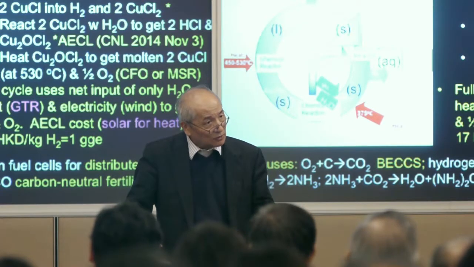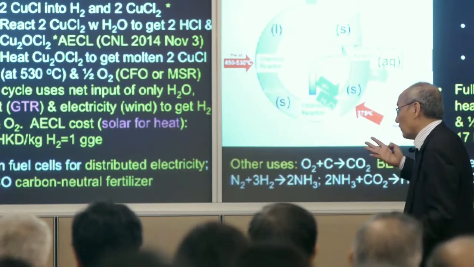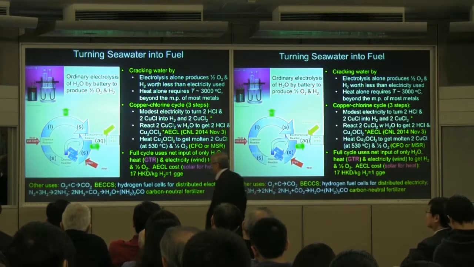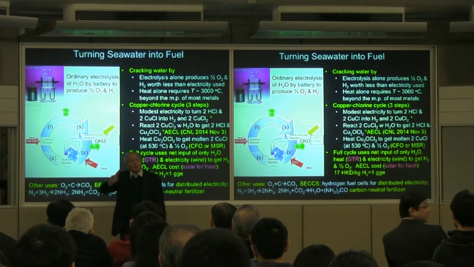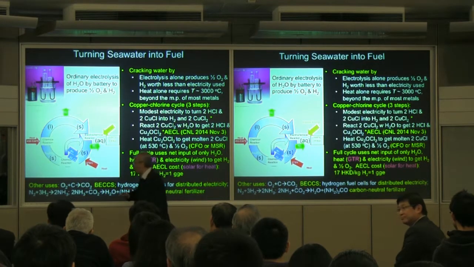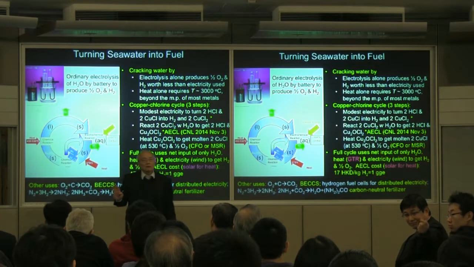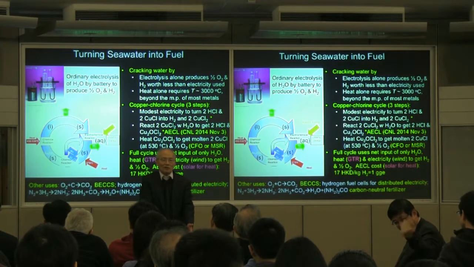It's not only energy. It's how we make fertilizer. It's how we make electricity, etc. For example, if you get oxygen, you can do carbon sequestration very easily. You burn something that has carbon in it, you get only carbon dioxide. Why can't we do that and bury the carbon dioxide to sequester carbon?